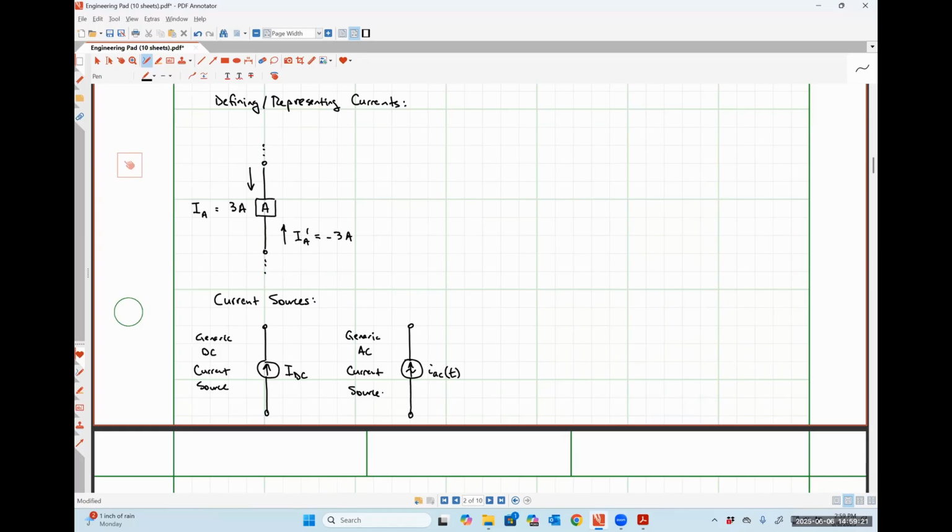And then, much like with the voltage sources, we're also going to have two dependent current sources. So let me do the first one here. Just like with the voltage sources, we're going to use a diamond symbol. But instead of having a plus and minus sign, we're going to have an arrow. And this first one is going to be a current-controlled current source.